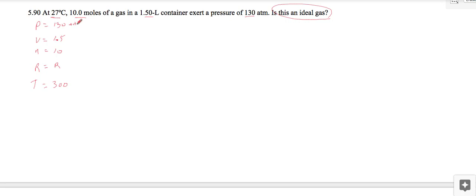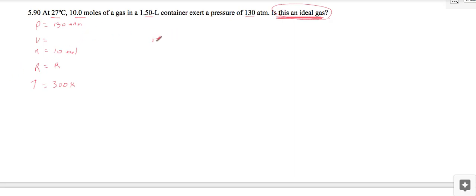And it looks like then there isn't a problem to do because we have all of the variables. This is an interesting style problem, but the other part of it is that, is this an ideal gas? There's a couple different ways that we can go about doing this. What I would like to do is to solve for the volume and compare that volume to the 1.5. If the two values match, then it's an ideal gas.